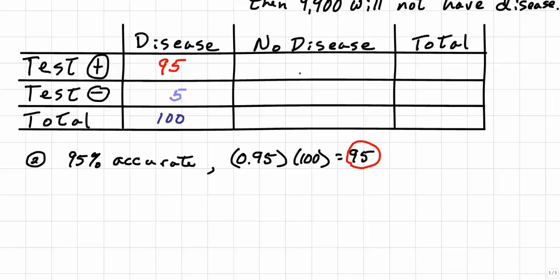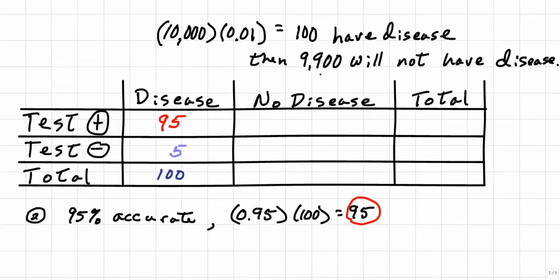Now we also have to look at the fact that there are a number of people who don't have the disease. As we've already calculated, 9,900 people will not have the disease. So that's going to go right here in my total column. And that means I have to figure out how many people who do not have the disease will be correctly diagnosed by the test, and how many do not have the disease and won't be correctly diagnosed.